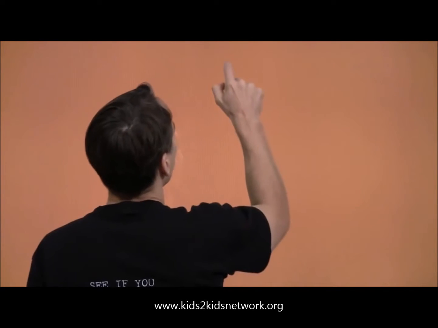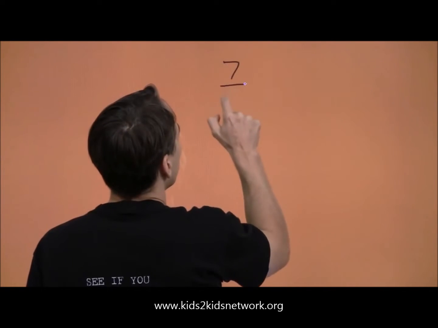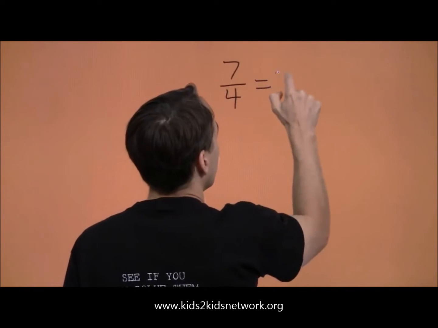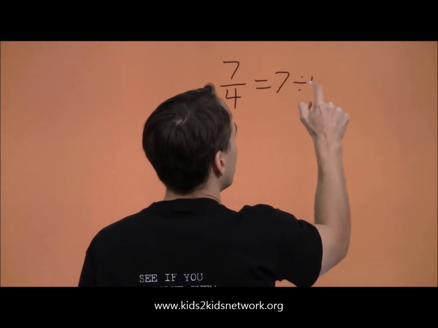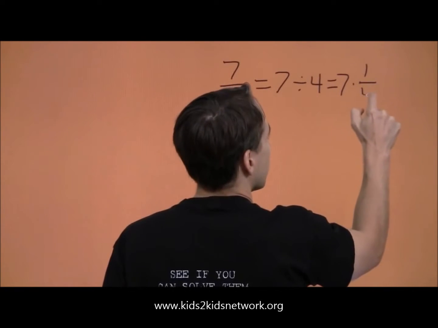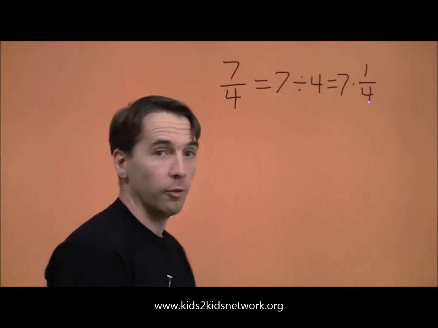So let's go through a couple more. Make sure we have this down. So let's say we have 7 over 4. Now, of course, that's just 7 divided by 4. And using our definition of division, that's 7 times 1 over 4.